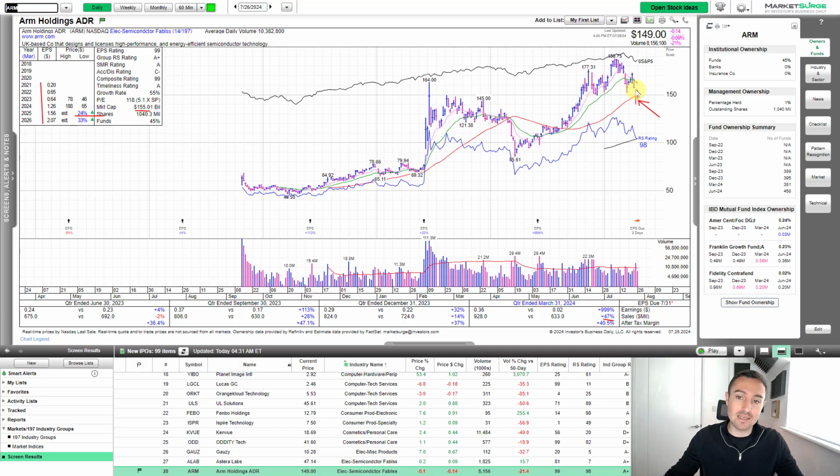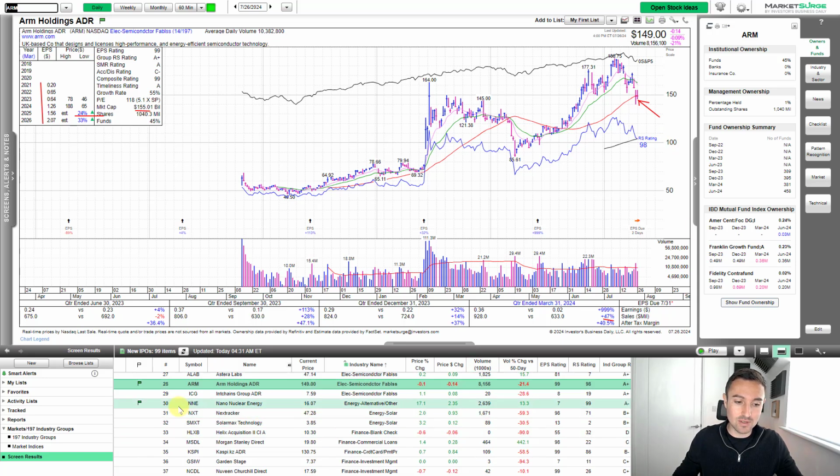Again, these pullbacks to key moving averages, 21-day EMAs, 50-day simple period moving average, that's an area where I want to be looking for the stock. Potentially it forms a shakeout to Martel or a gap down reverse bar. So ARM, I think, is interesting.